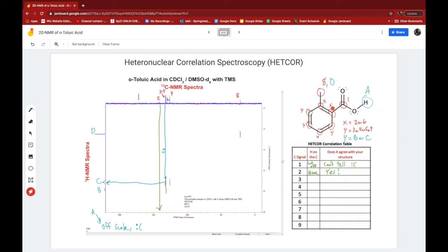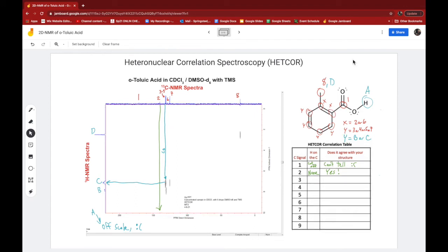So let's fill in our table. I've got carbon signal 3 correlates with hydrogen C. And does that agree with our assignment? We said 3 was one of the Y signals, and we said C was one of the Y signals. So yeah, it agrees. Carbon signal 3 corresponds with C. And does that agree with our spectra? Well, we did say 3 was one of the Y signals, and C is one of the Y signals. So yes, it looks good.